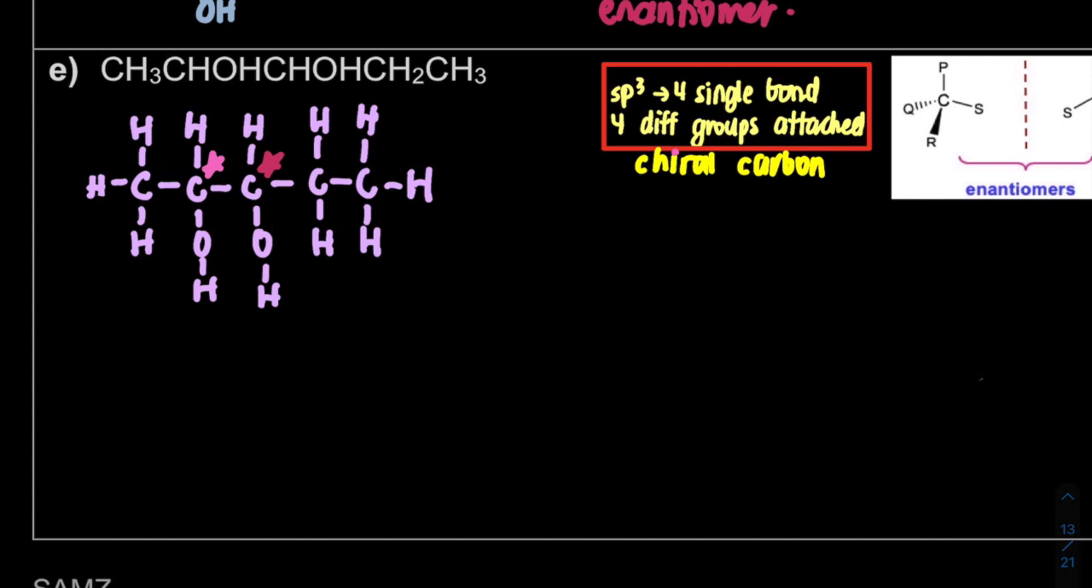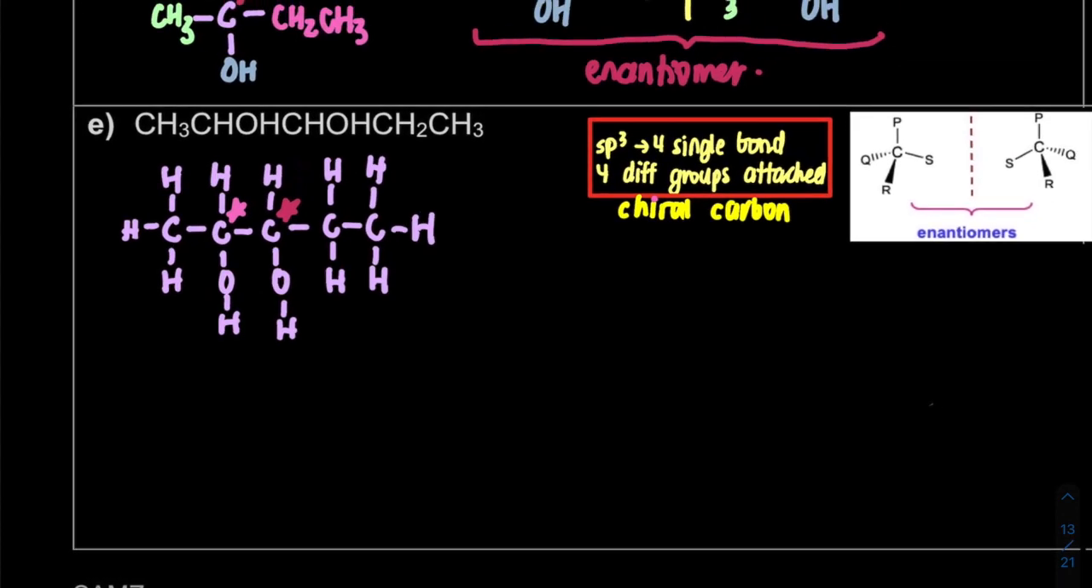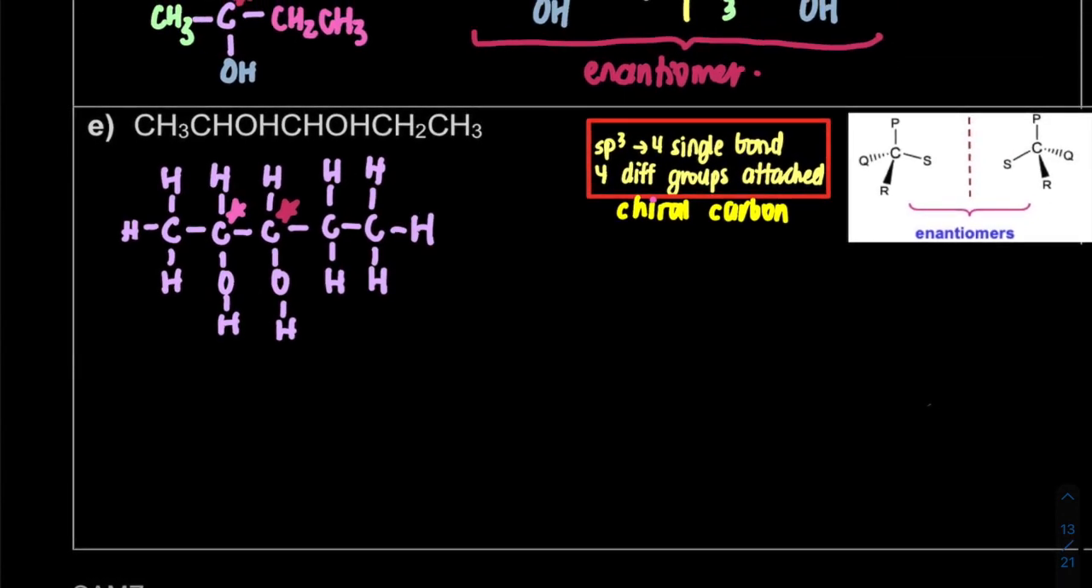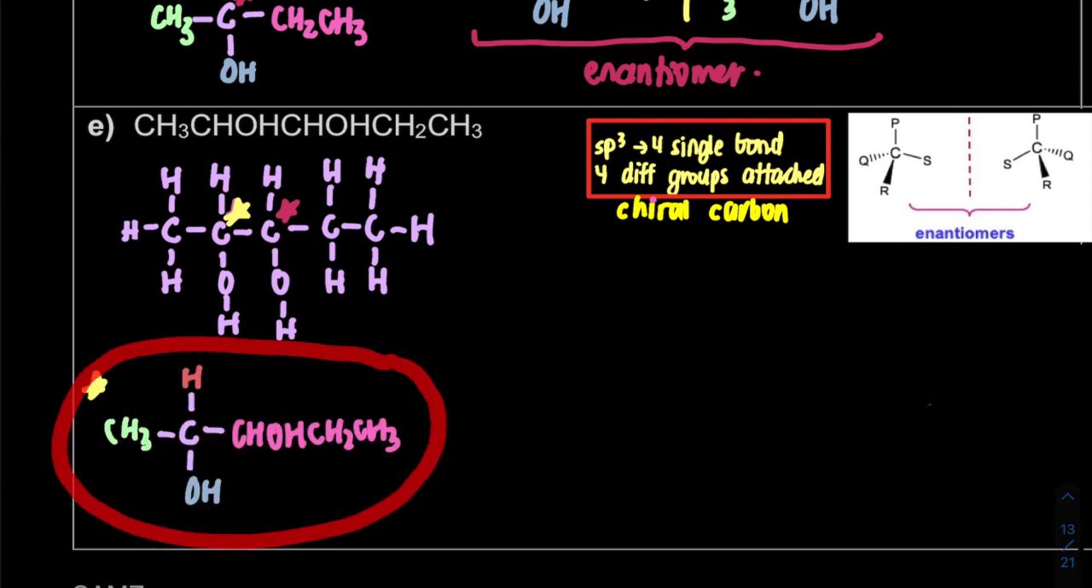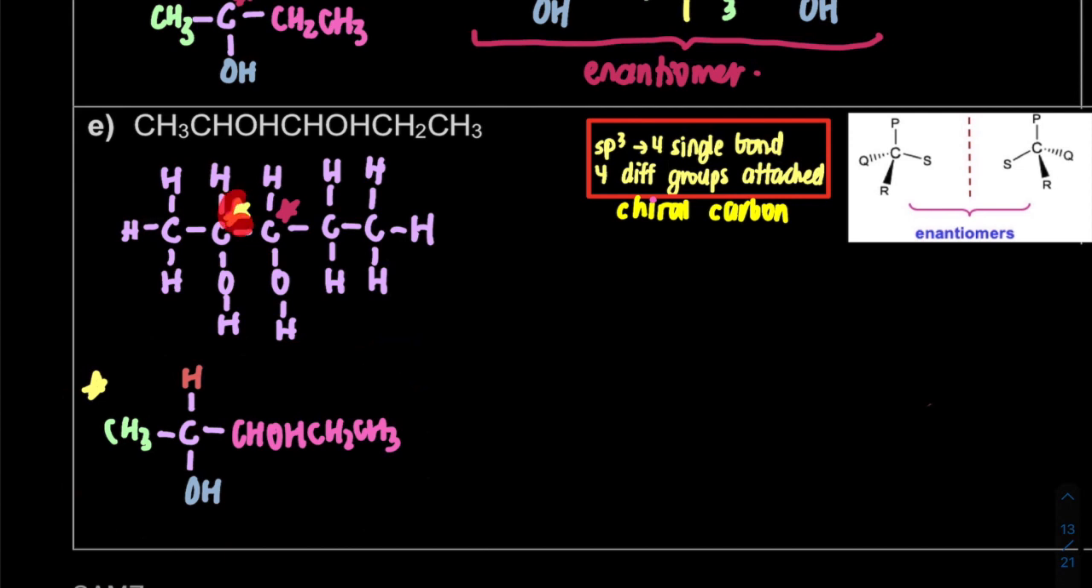That means there are 2 chiral carbons. I'm going to do both chiral carbons with different arrangements. So how are we going to do it? I'm going to do the first one, and I'm just going to change it to yellow. For the yellow example, it's the same. So this is the arrangement for the chiral carbon with the yellow one.